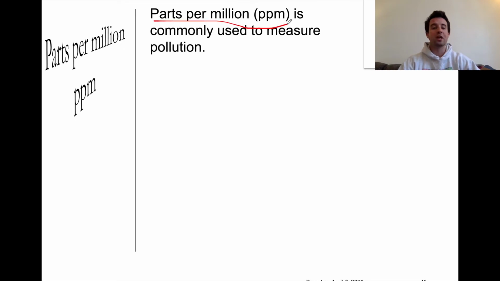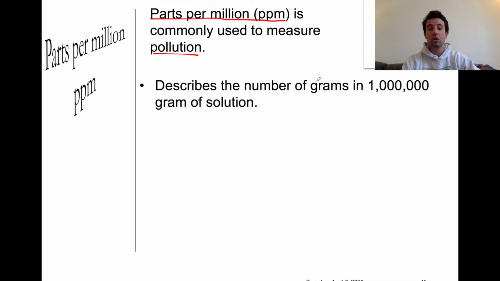Parts per million is best used for solutions that are very, very dilute. And so oftentimes it's used to measure pollution because pollution tends to be relatively dilute. You will never have more sulfur in the air than you have air, right? Unless you're like really, really polluted. But if you're just measuring air quality stuff, that's how you would do it.